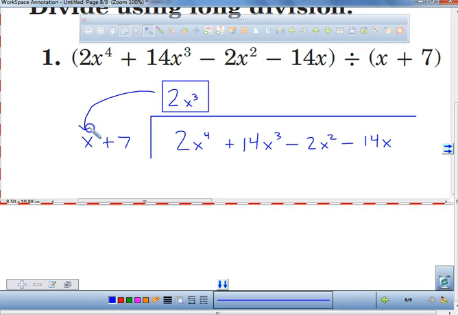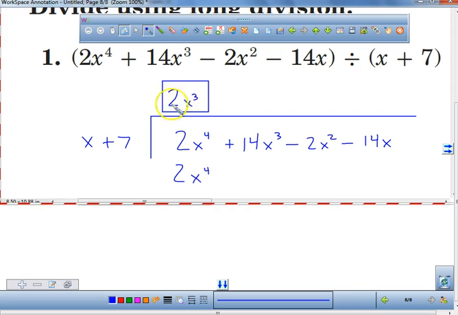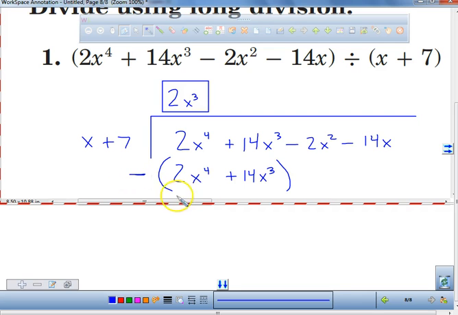Because 2x cubed, if I take this and multiply it to the x, what do you get? You get 2x to the 4th. And then if you take 2x cubed and you multiply it to the 7, what do you get? You get 14x cubed. Now from your days in elementary school, when you were doing division, what did you have to do with these? Did you have to add them together or take them away? That's right, so we have to take this whole thing, and we have to take it away.